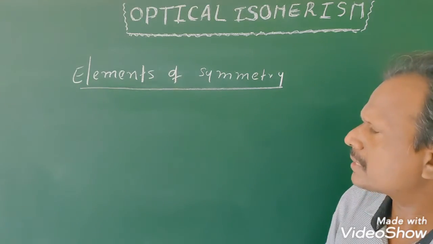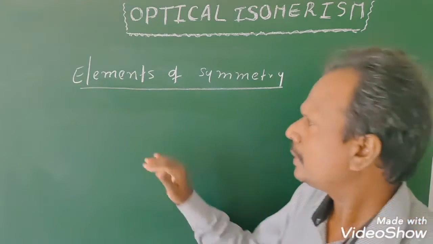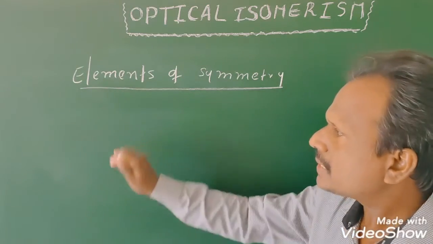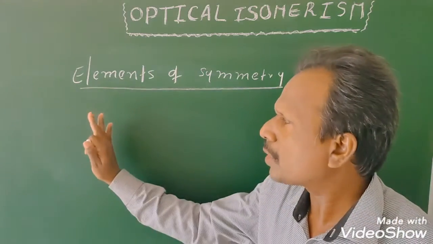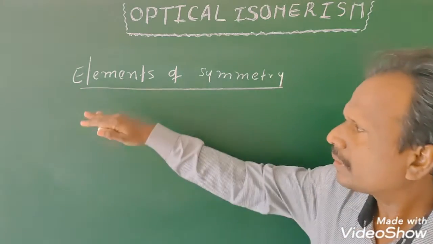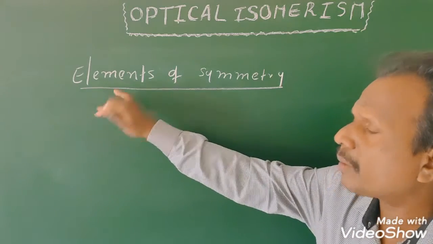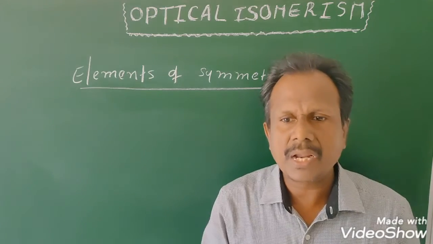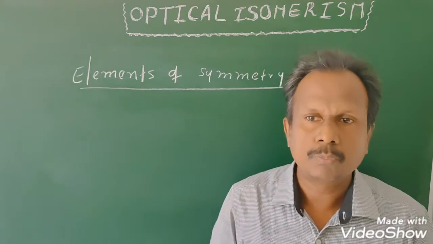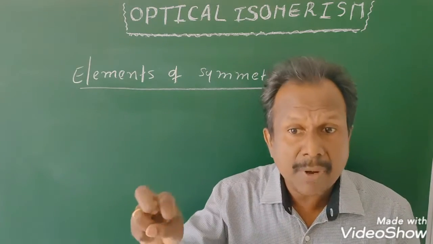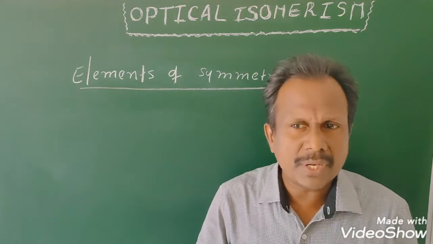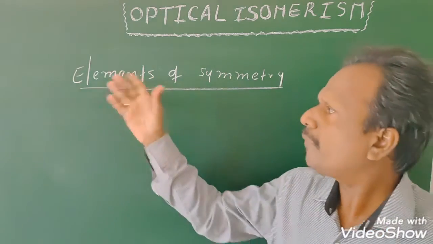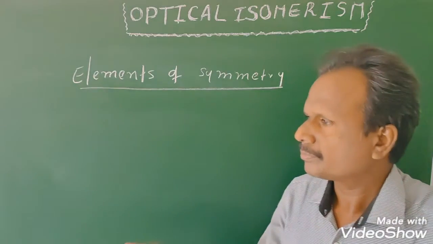Among these four symmetries, if a molecule has no plane of symmetry and no center of symmetry, then that molecule is called an asymmetric molecule. The molecule in which plane of symmetry and center of symmetry are both absent is called an asymmetric molecule. How can you decide whether a molecule is asymmetric or symmetric? With the help of elements of symmetry.